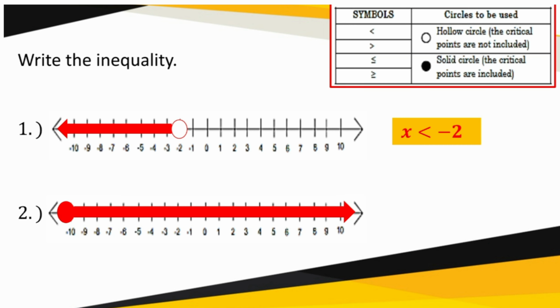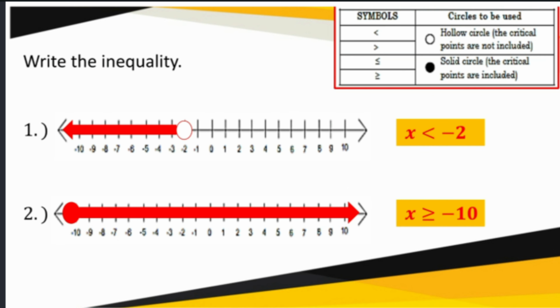Okay, next, number 2 example. And the answer for number 2 is x is greater than or equal to negative 10. Kasi kung makikita dito sa number line, shaded yung or solid circle ang ginamit, which means it's either greater than or equal or less than or equal. But since yung arrow ay going to the right, kaya greater than or equal ang inequality symbol na gagamitin natin.